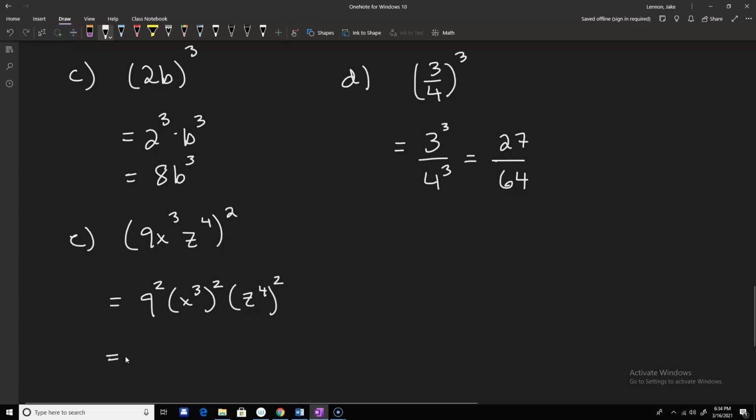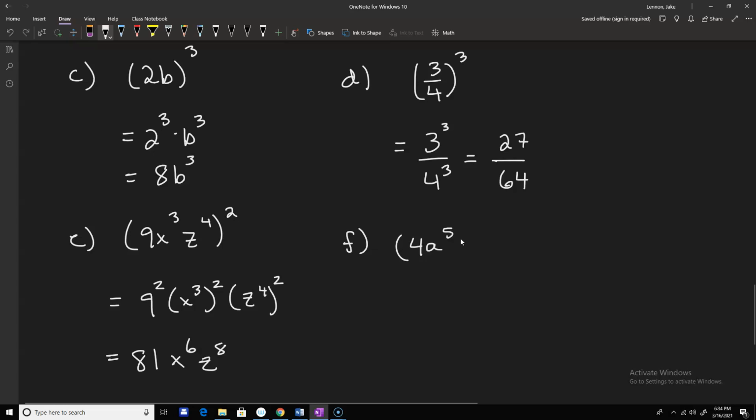And then from there, you're going to use the power rule because we need to multiply some exponents. 9 squared is 81, so I'll simplify that. X cubed squared, we multiply those exponents, so that becomes x to the 6th. And then z to the 4th squared, we multiply those exponents, so that becomes z to the 8th.